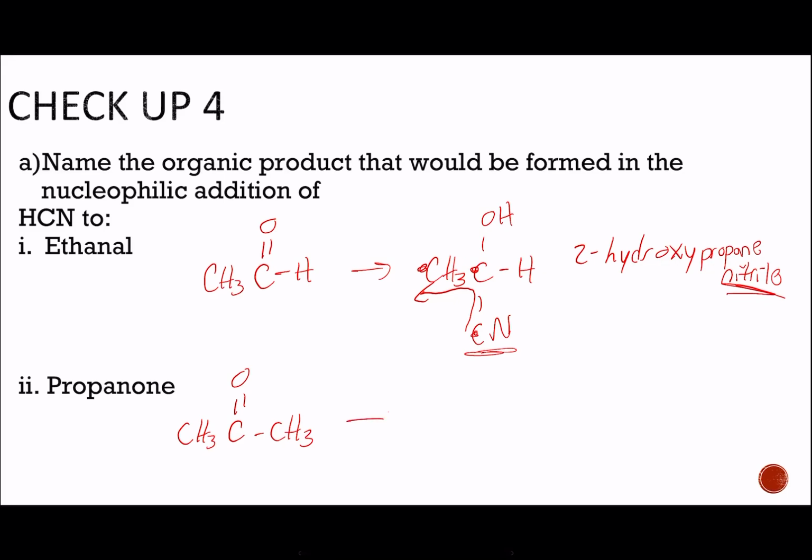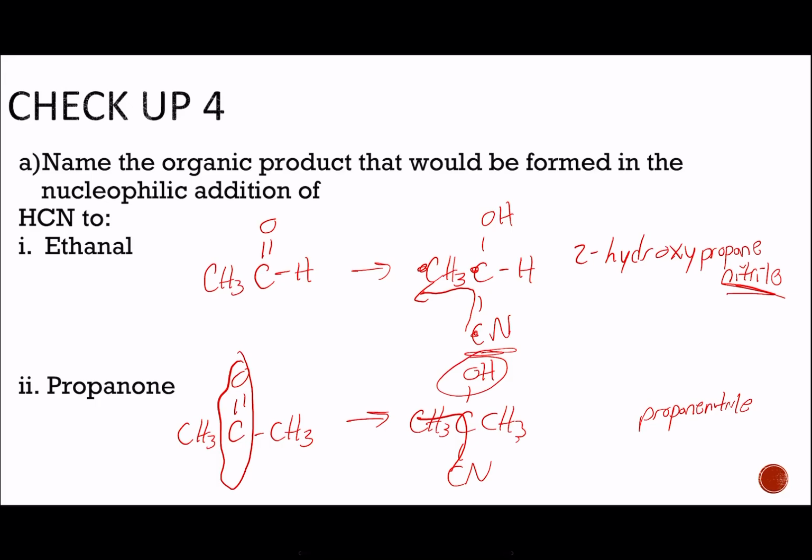So let's try it again. You just add the OH and the CN, where you have this right here. And so the name of this would be, again, propane nitrile, because it's 3 carbons in a row. And it's 2-hydroxy because of this, but it's also 2-methyl. So it's 2-hydroxy, 2-methyl, propane nitrile.